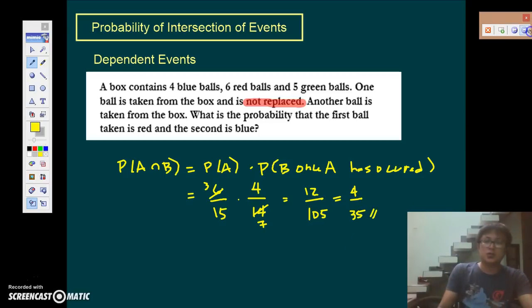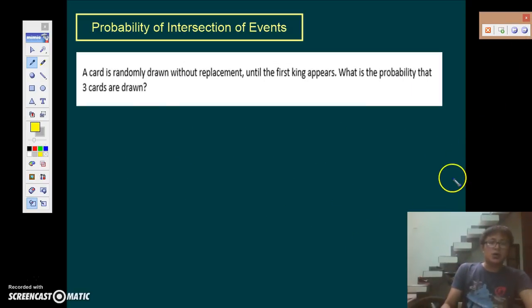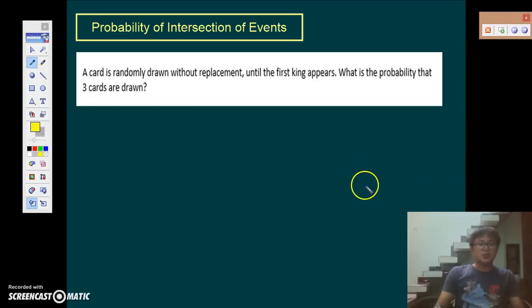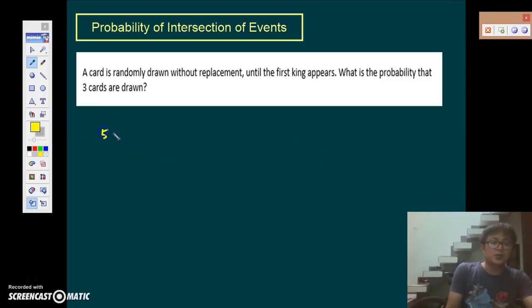Let's have another. A card is randomly drawn without replacement until the first king appears. What is the probability that 3 cards are drawn? Now, we all know that there are 52 cards in a deck, and 4 of which are king. So there are 4 kings there.